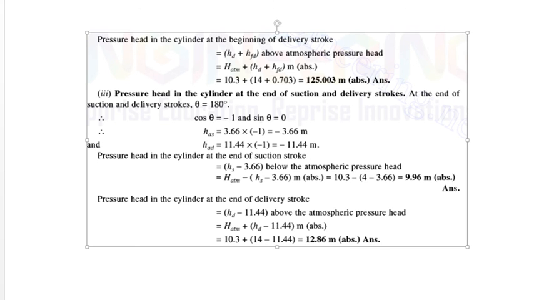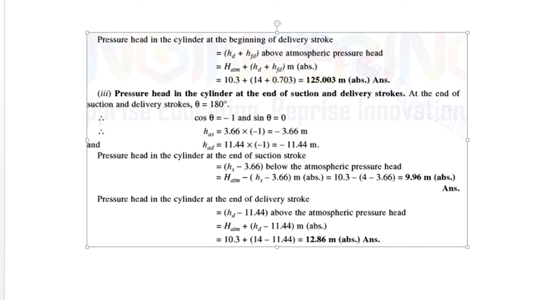Now pressure head in the cylinder at the middle of the delivery stroke. In the middle of the delivery stroke, no acceleration head will be present, only frictional head will be there. So we can get the value of pressure head in the cylinder at the middle of the stroke, that is 125.003 meter, that is the absolute value.